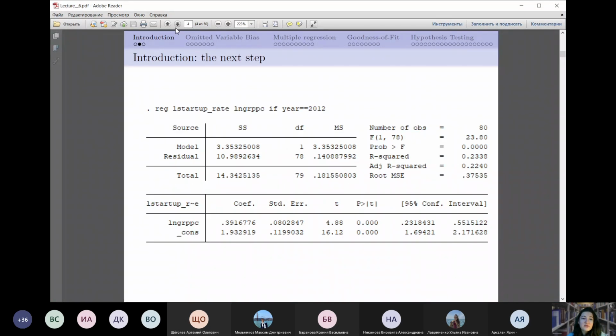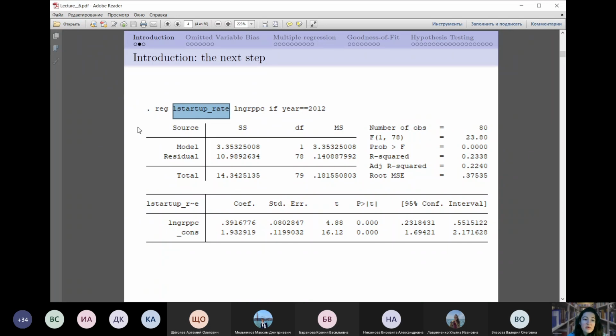So let's start with a real simple example. We collect some cross-sectional data. You can see that this is cross-sectional data because we specify only one period from our sample. It is about regional startup activity. This is our dependent variable, the logarithm of startup activity, and our independent variable is the logarithm of regional GDP, gross domestic product per capita.